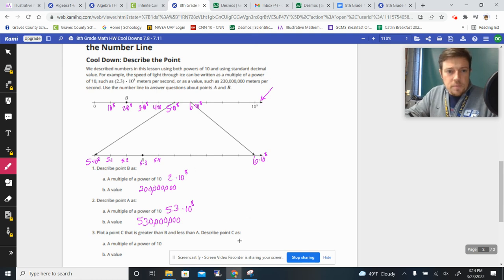So let's just go with, I mean, you can pick anything for this. So I guess this is up to you. But I'm going to pick my point C as being this one right here. It's bigger than B, so it's above it. Smaller than A. This is my point C.